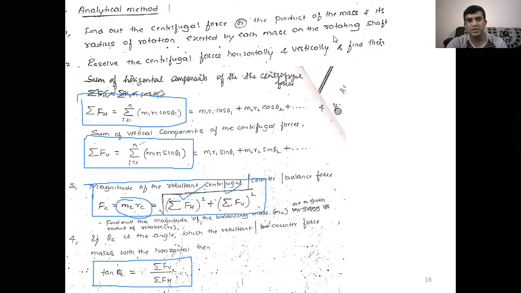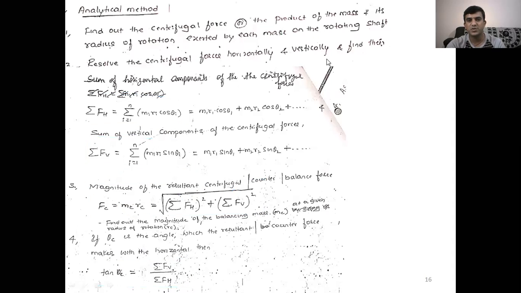First one, determine the centrifugal force, or the product of mass and radius, of each disturbing mass, the magnitude of the centrifugal force. Second one, resolve all the centrifugal forces horizontally and vertically. Third one, determine the magnitude of the resultant centrifugal force using this formula. And fourth one, determine the orientation of the counter mass, the angle theta c of the resultant, that is the counter mass orientation with respect to the horizontal line, the x-axis. These are the 4 steps you should remember.